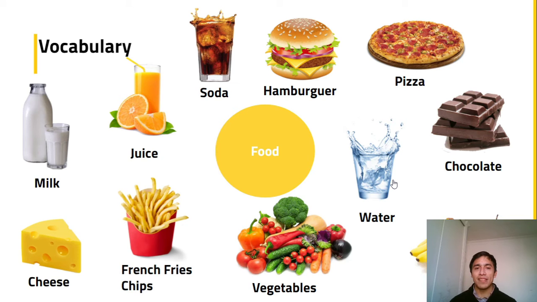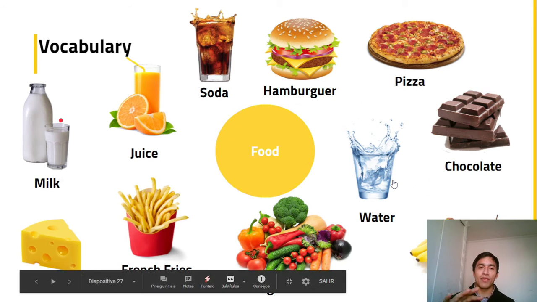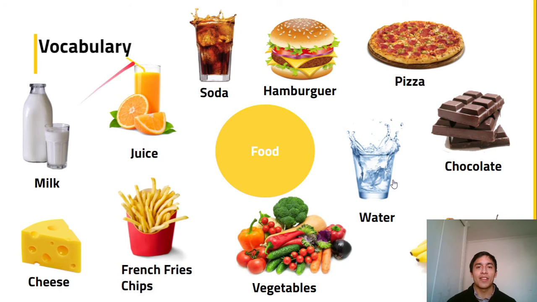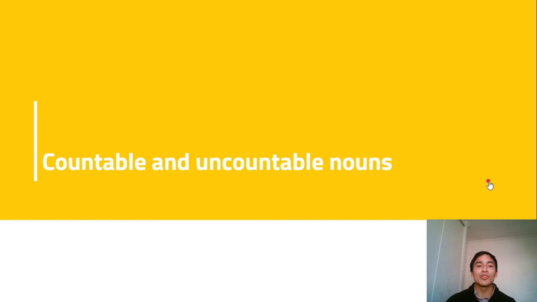Now what happens is that some of this food can be counted with numbers. Alright, for example, I can say 1 hamburger, 2 hamburgers, right? And some of it cannot be counted with numbers. For example, water. I cannot say 1 water, 2 water, 3 waters, right? That doesn't make sense. And that's when we have countable and uncountable nouns.